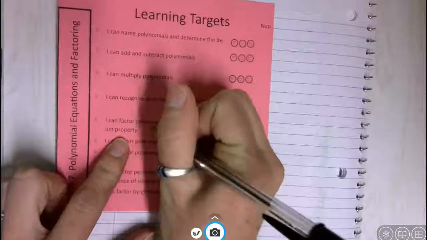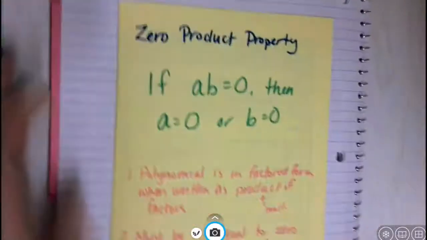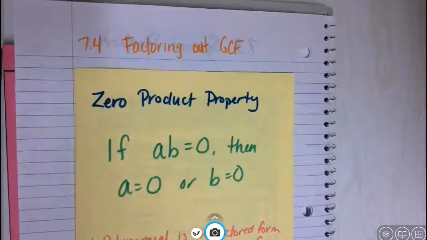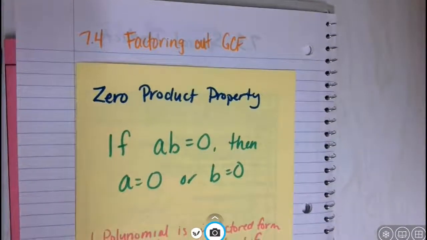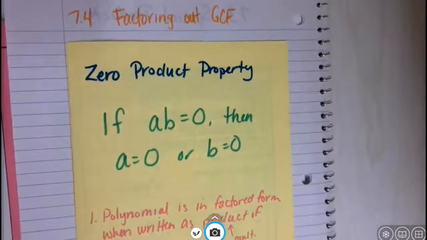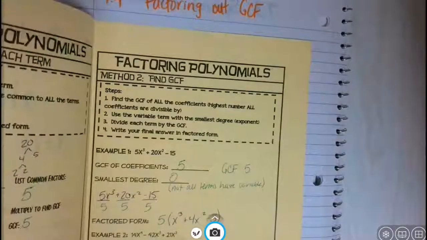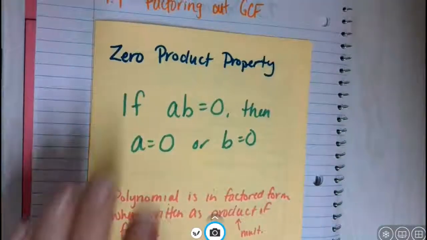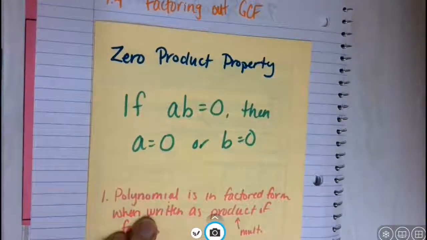So in my learning targets, I'm going to write that that's going to be in 7.4, so I can refer back and forth to them. Okay, so let's find where we are at. So here we go. We're going to be factoring out the GCF, which is the greatest common factor. Your sheet looks a lot like this, factoring polynomials. We're going to fold it in half and take some notes on this front piece as well.